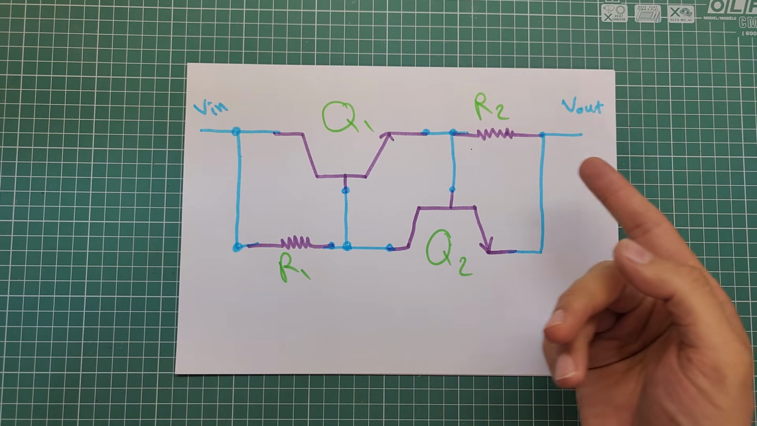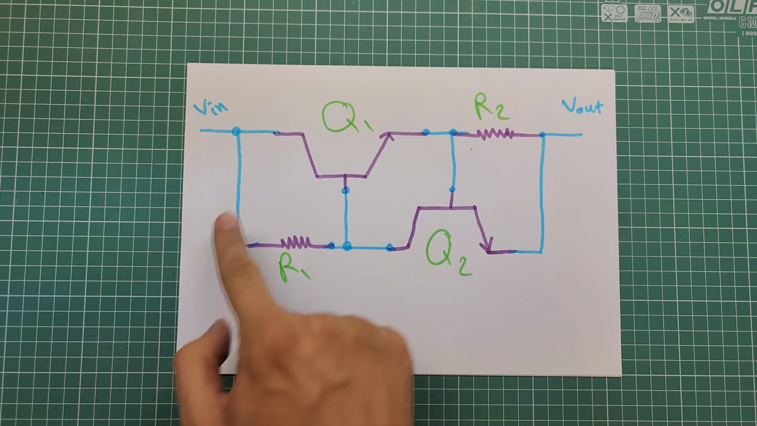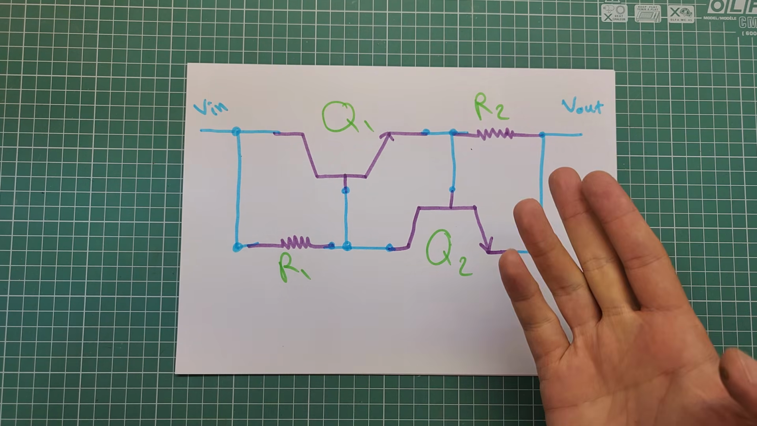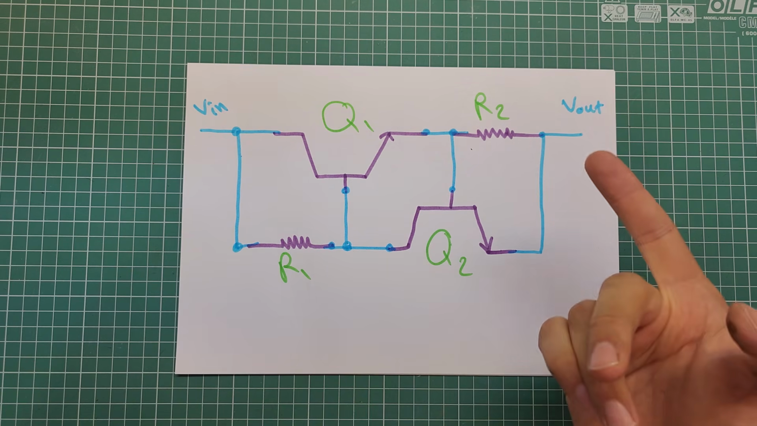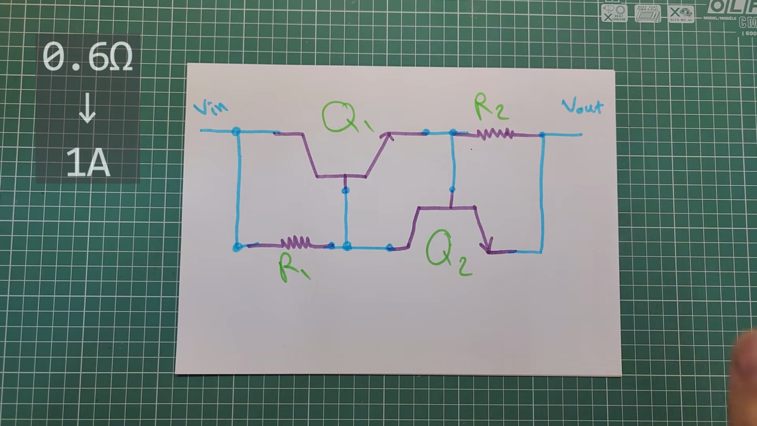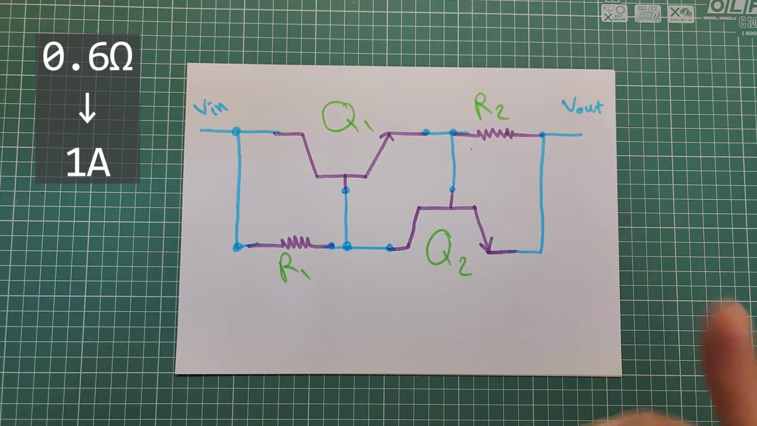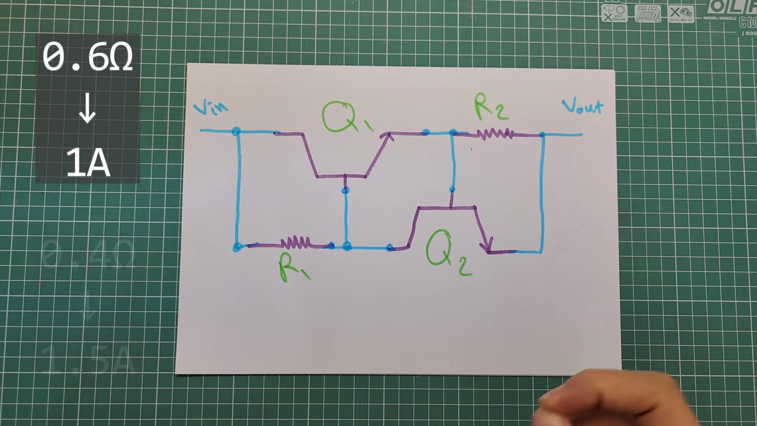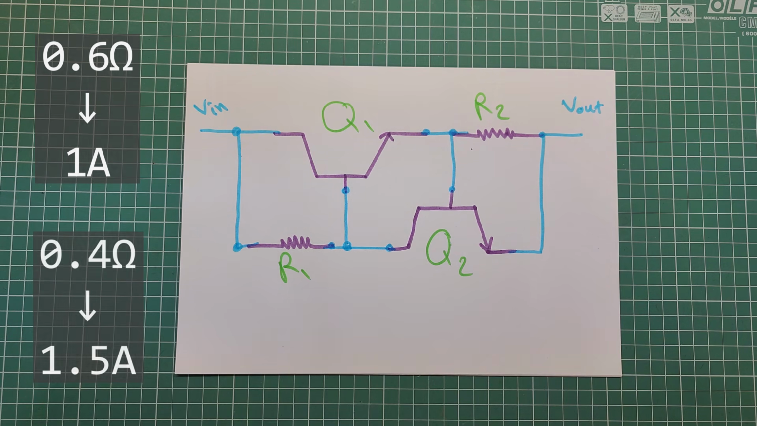We have to select a low value for this resistor and a relatively high value for this one. The current threshold is set by using this resistor. Using different values will result in different current limits. For example, a 0.6 ohm sense resistor will result in a 1 ampere current limit, and a 0.4 ohm will limit the output current to 1.5 ampere.